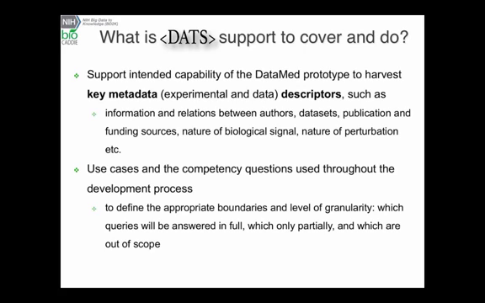So the main entities we consider are information and relationships between authors, data sets, publications associated with the data sets, the funding sources, and the information about the data types and the biological signals considered in the different data sets. The development process, which I will mention a bit more, is related to gathering different use cases and competency questions, and those allow us to define the boundaries and levels of granularity of the different entities required to answer the different queries.